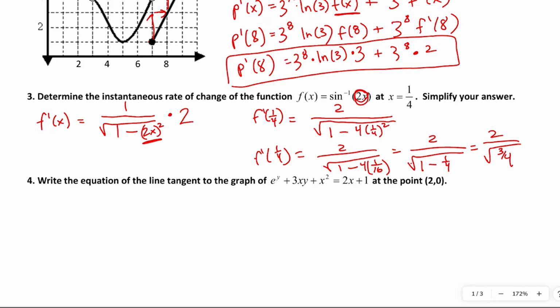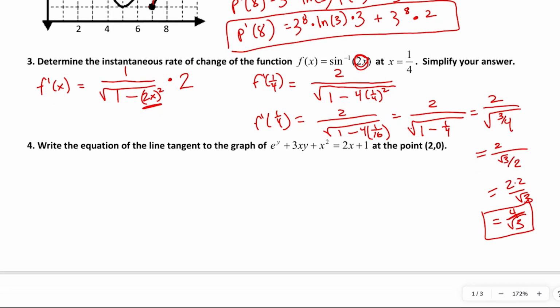And if you leave it like that, I'm pretty happy if you get that far. But really, we can rewrite this as 2 divided by square root of 3 over 2. And 2 divided by square root of 3 over 2 would be equivalent to 2 times 2 over the square root of 3, which would be 4 over square root of 3. So this would be a good answer too.